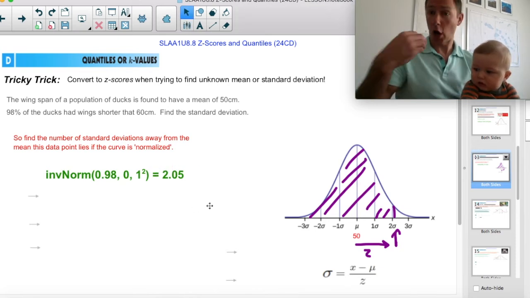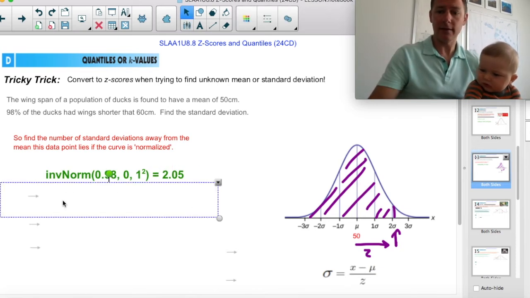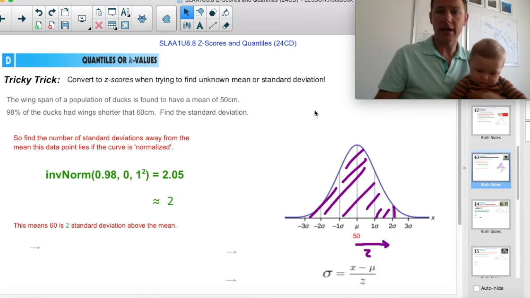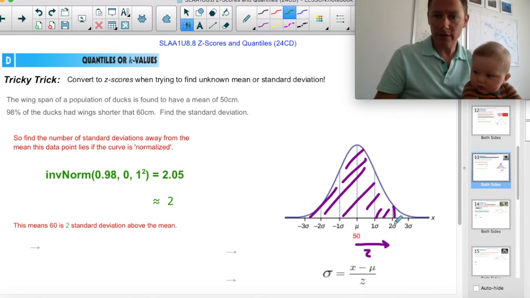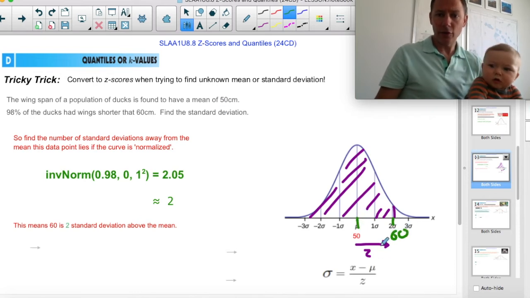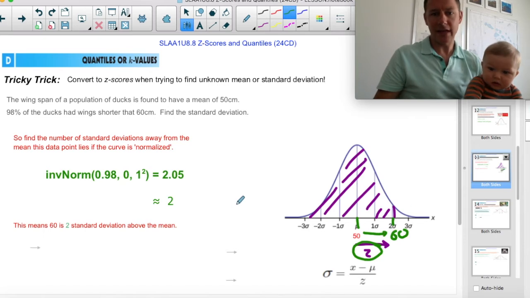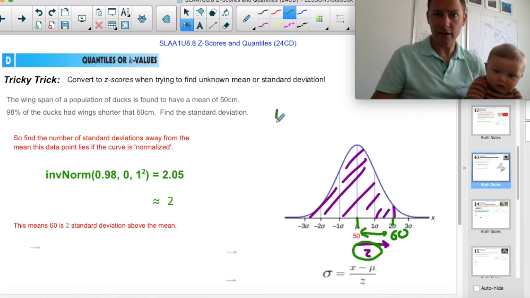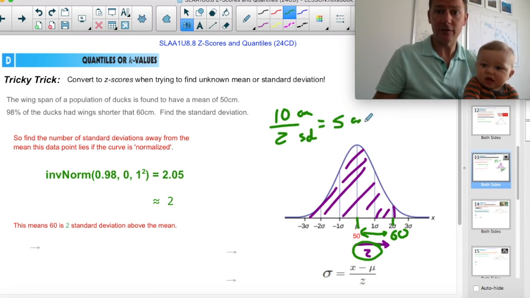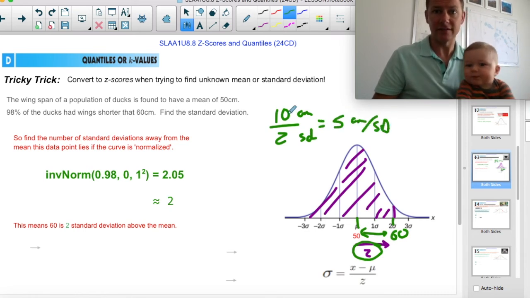We can apply that to our specific curve with the ducks like this. These ducks have wings shorter than 60, so in our case 60 is this point. Our mean is 50, and I know that's 2 standard deviations. So this distance between here and here, 50 to 60, that's 10 units, right? And I know that's 2 standard deviations, right? So that's 10 centimeters per 2 standard deviations. So that means there's 5 centimeters per standard deviation. So that's the size of our standard deviation.